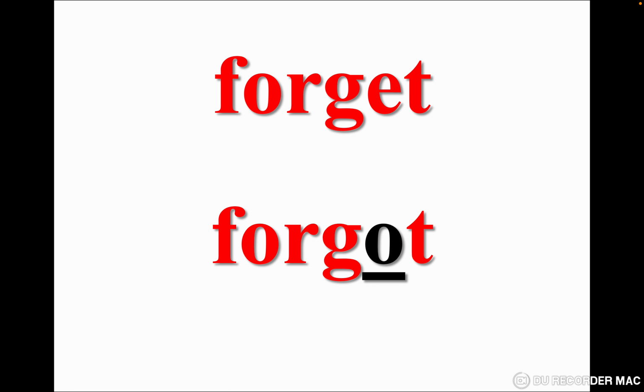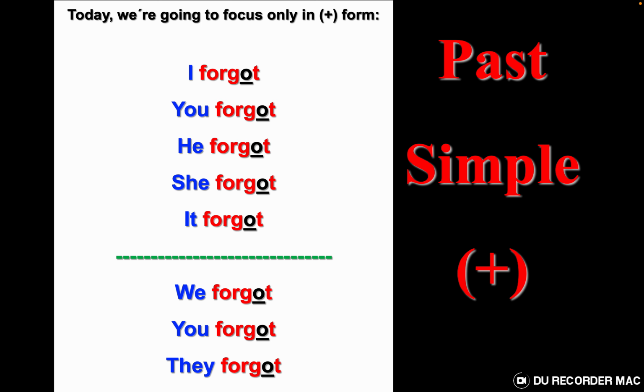Forget. As I said in the previous lessons when we dealt with the verbs, English people, when there is an R and after it a consonant, they don't pronounce the R. But as we are in level 1, we are going to pronounce it. And the past of forget, we change the E to O. Forgot. I forgot. You forgot. He forgot. She forgot. It forgot. We forgot. You forgot. They forgot. Let's continue.